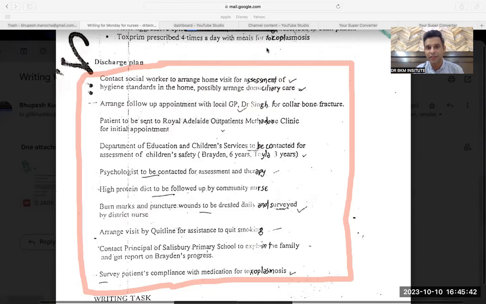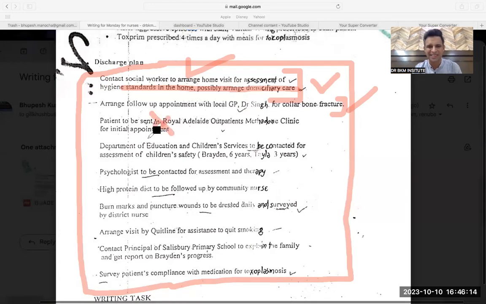She will make contact with the social worker to arrange a home visit for the assessment of hygiene standards in the home, possibly arrange domiciliary care. So this is the main point of this letter, because toxoplasmosis happens due to dirty home, numerous cats. So the first thing is to arrange a social worker. So this is a very important point of this letter. Arrange follow-up visit with the GP for the collarbone fracture that happened during the hospitalization, so that community nurse can do. Patient to be sent to Royal Outpatient Methadone Clinic for the initial appointment.